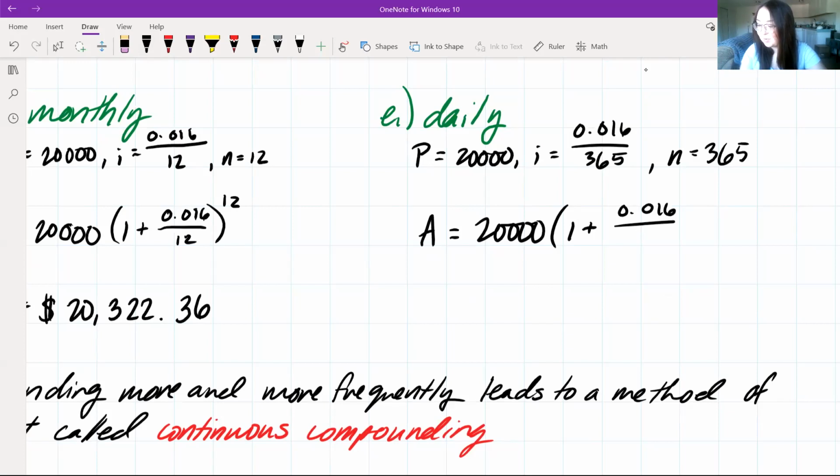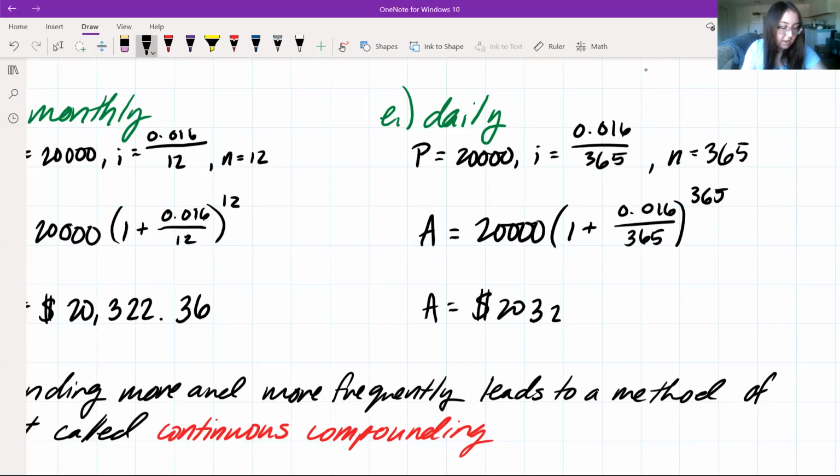So we had 0.016 divided by 365, to the power of 365. I invite you to calculate this on your own, as always. If you do, you should end up getting $20,322.57.